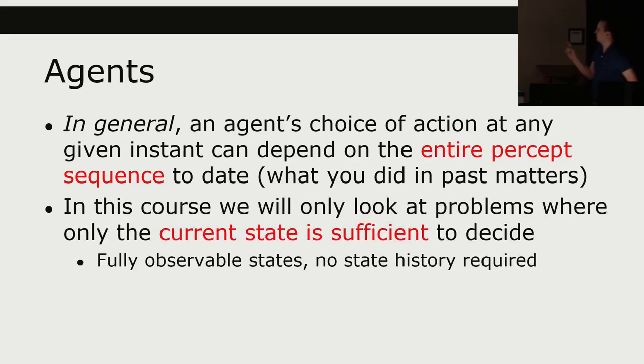But in this course, we're only going to be looking at problems where the current state is sufficient to decide on the action that we should take. And so this means we're also going to have fully observable states. I'll talk about what that means in a second. And no state history is going to be required for this problem. You can talk about problems where you kind of get around this by encoding the state history within the state, but that's basically just the state history in another form, right? But in this course, it's going to be games, and environments like chess, like pathfinding, where I don't need to know all the sequence of everything that I've ever done in order to make the best move going forward.